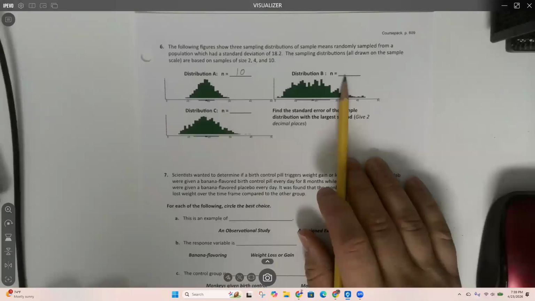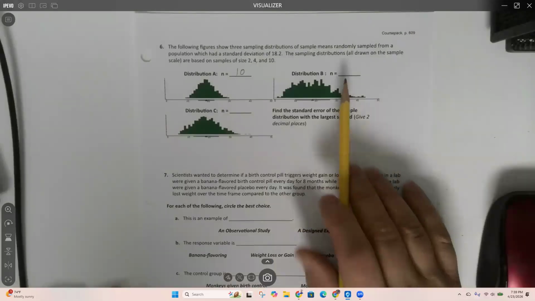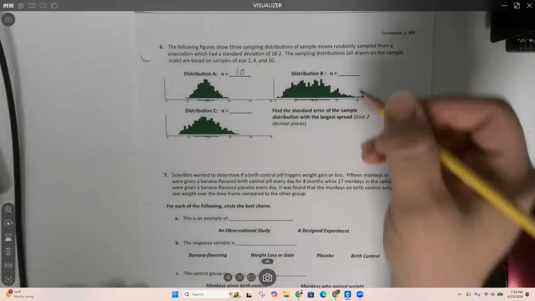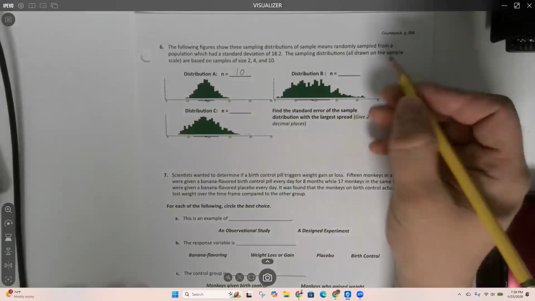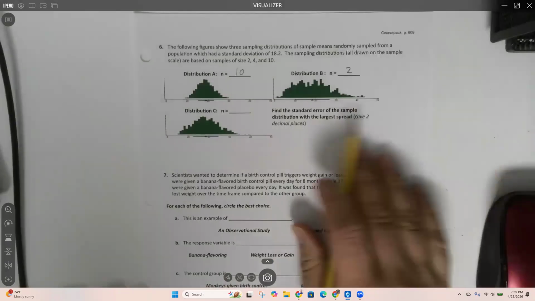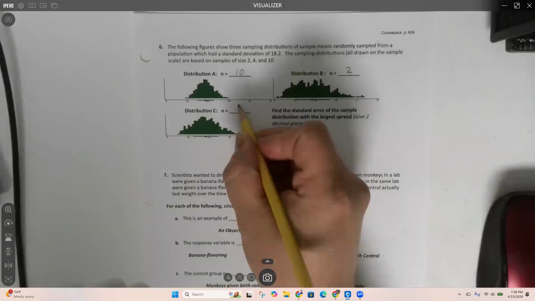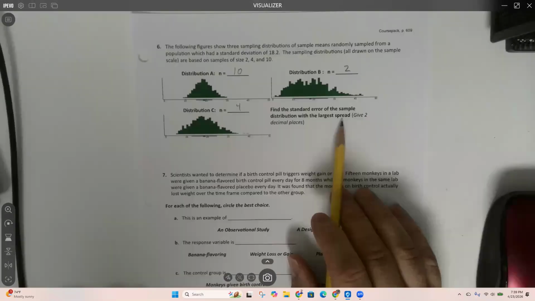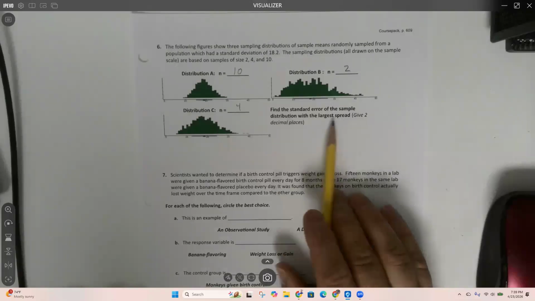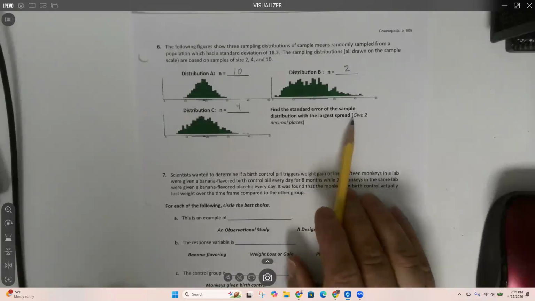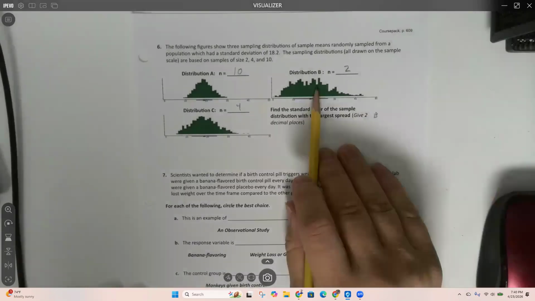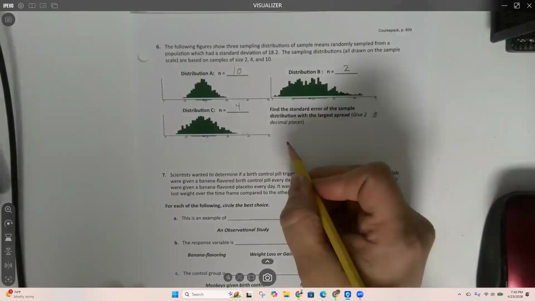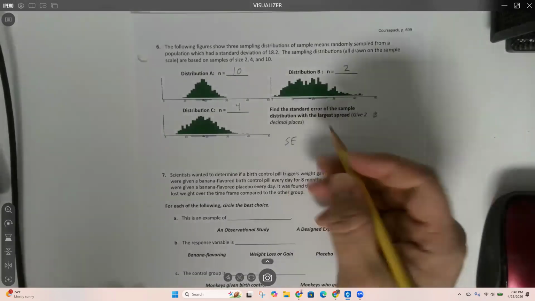B, is this 2 or 4? If that says 2, everybody agree or not? Yeah, you guys got it. Very spread out, right? And then this one will be the 4. Find the standard error of the sample distribution with the largest spread. The largest spread is B, so I'm going to be doing it based off of this one. So what was the formula for standard error?